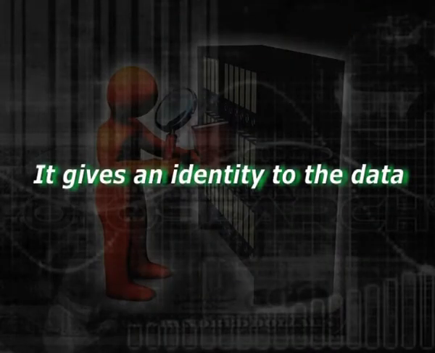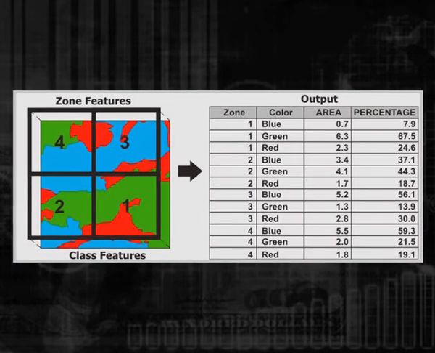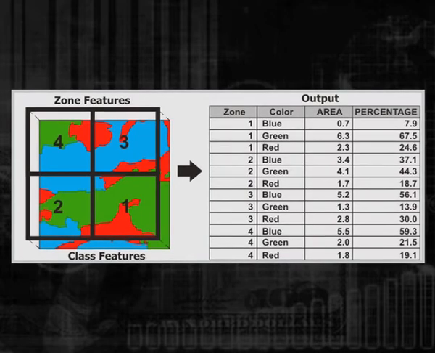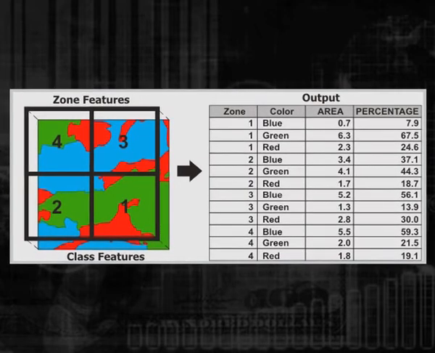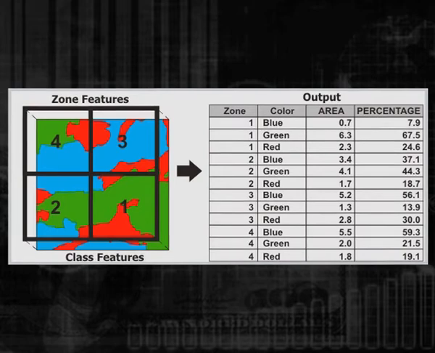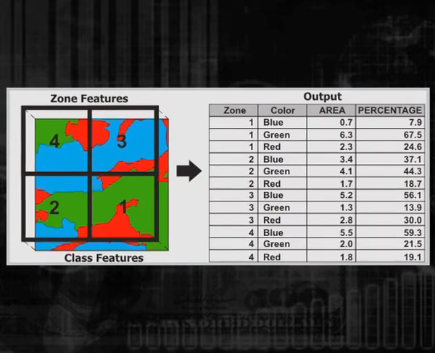Third point, it gives an identity to the data. When the data are arranged in a table with a title and a number, they can be distinctly identified and be used as a source reference in the interpretation of a problem.